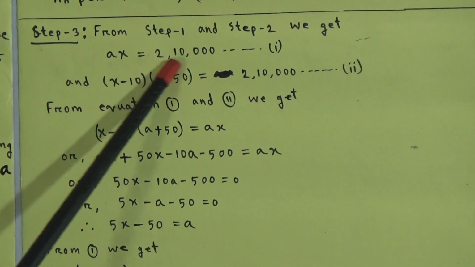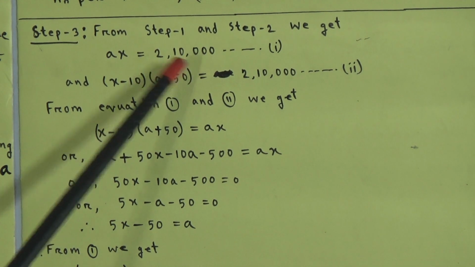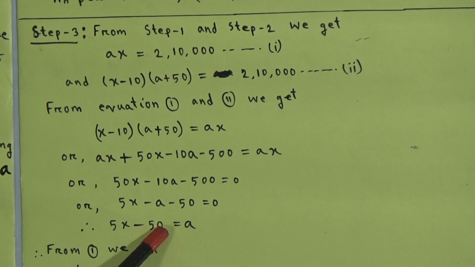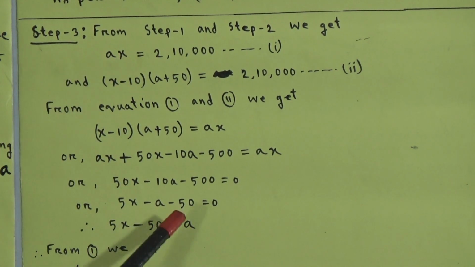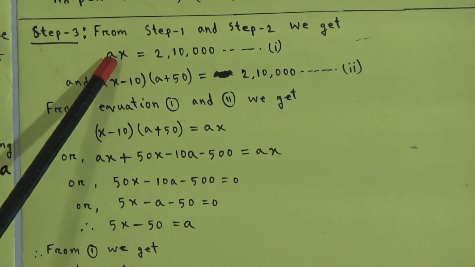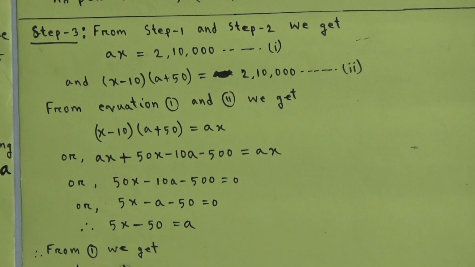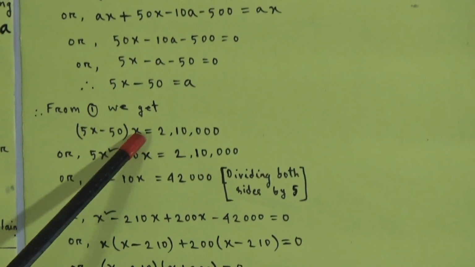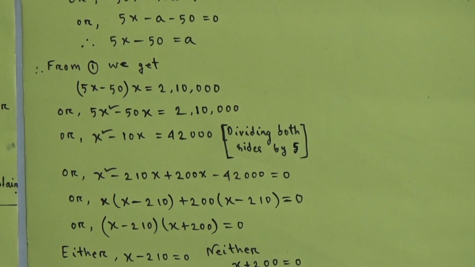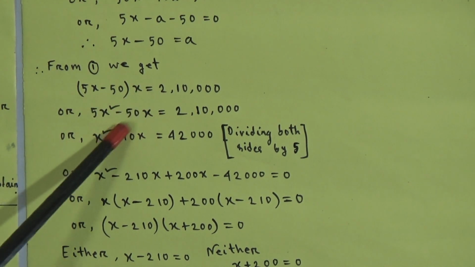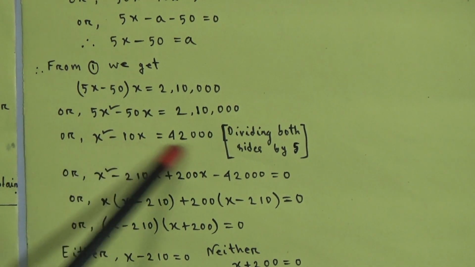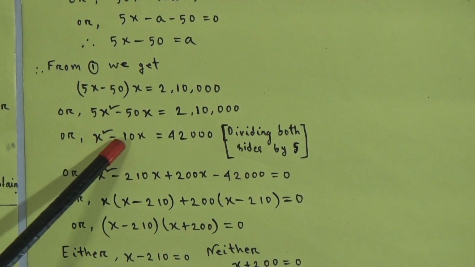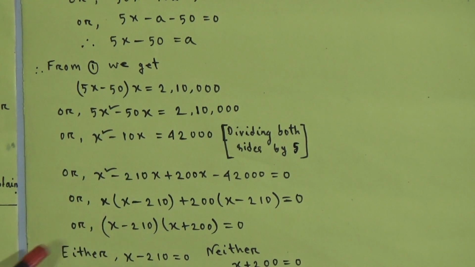Okay, from equation 1 we get AX equal to 2,10,000. Here the value of A equals 5x minus 50, so we'll put the value of A in equation 1. It will be (5x minus 50) into x equal to 2,10,000. Now if we multiply, then it will be 5x square minus 50x equal to 2,10,000. Now if we divide both sides by 5, then it will be x square minus 10x equal to 42,000.